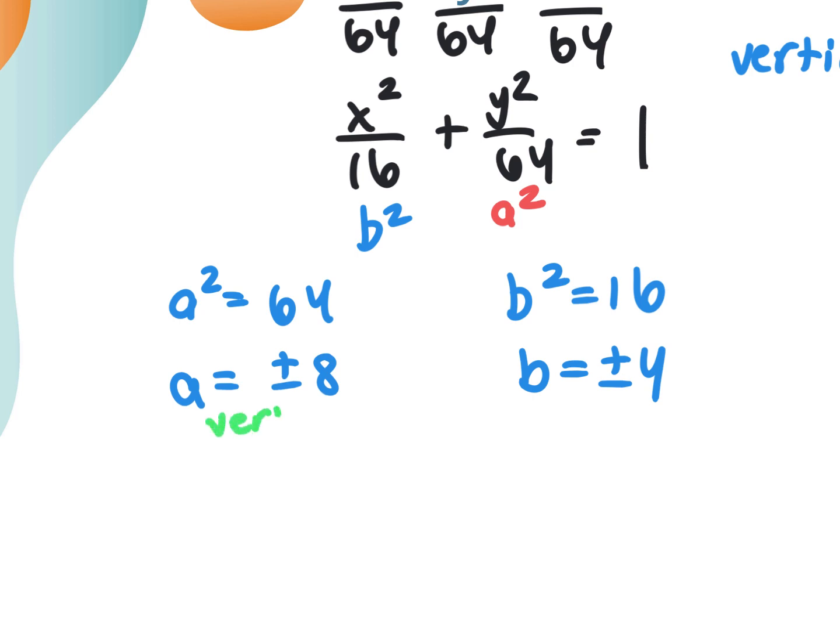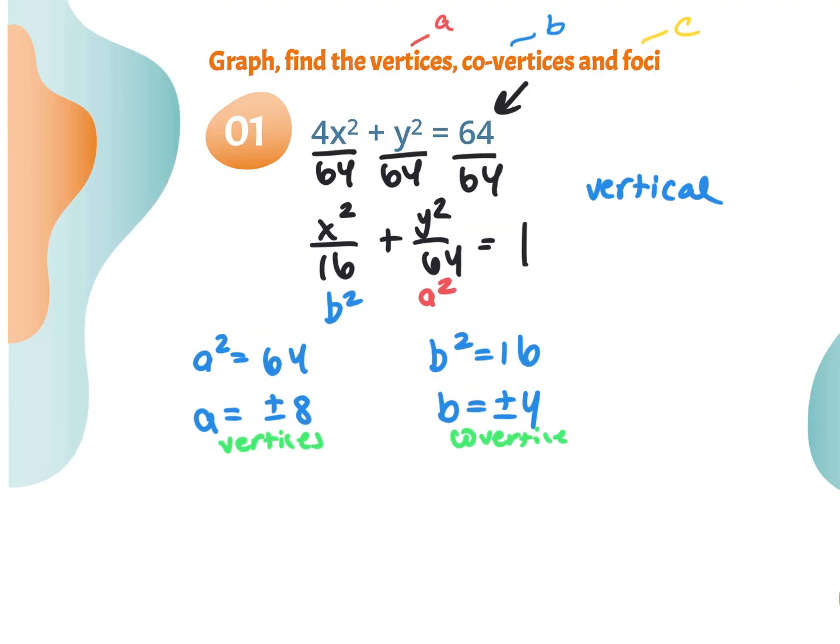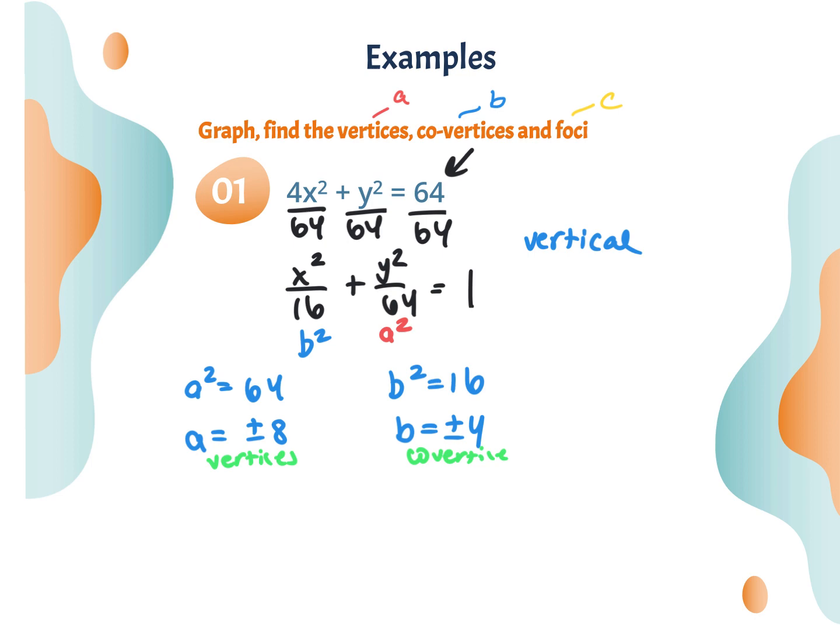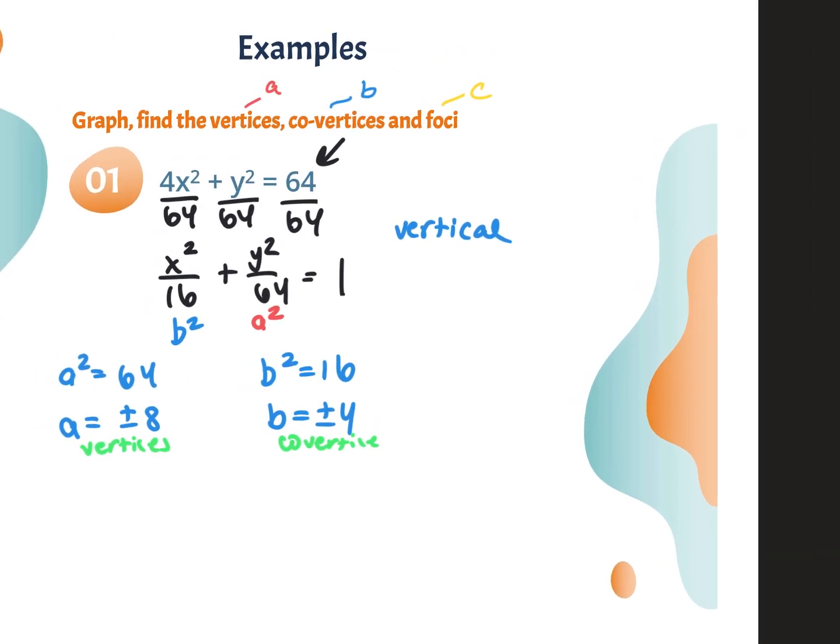This is vertices, and this is the co-vertices, right? So from the center, how far away is your vertex? How many units? Plus or minus 8, right? So how far away are your co-vertices from the center? Plus or minus 4, right? So if you wanted to, you could give yourself a little picture here, because pictures are very helpful.